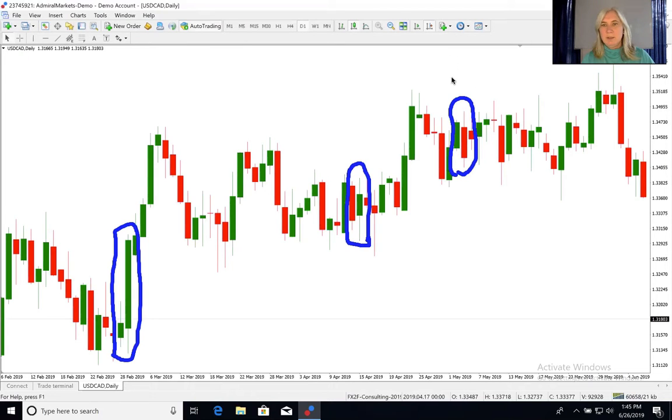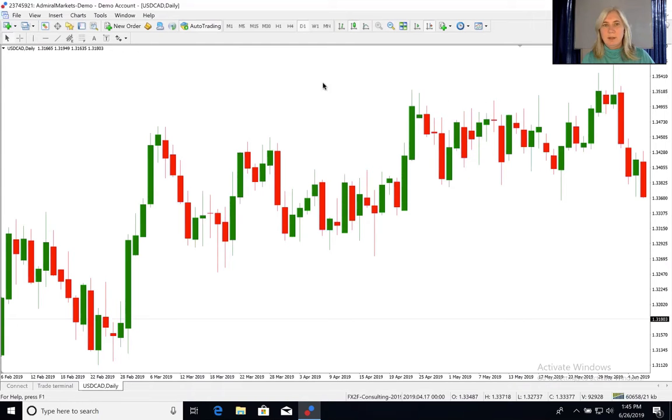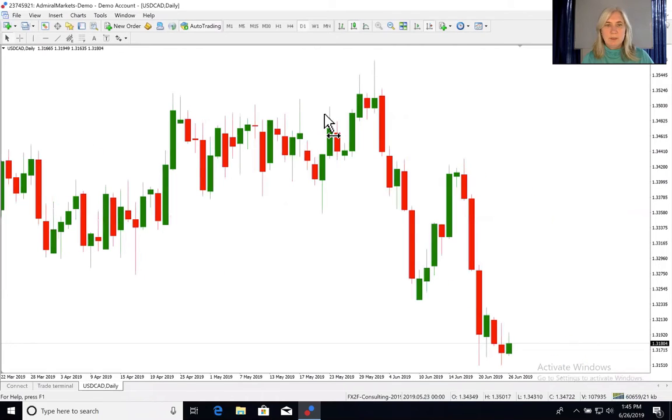Let's clear that. And I'll just move the chart, see if there's anything else. Let's have a look. So here we had a bullish engulfing. So again, a smaller candle and a larger candle engulfing the previous day's one.